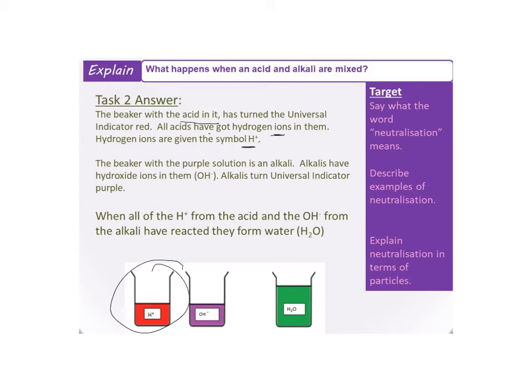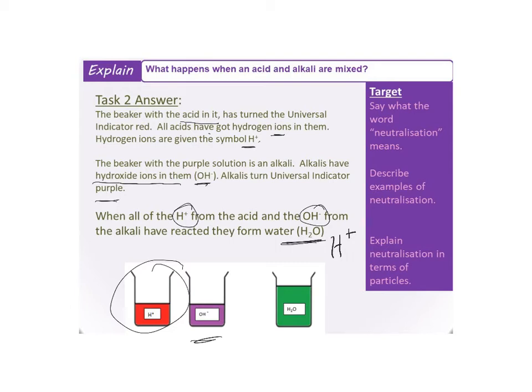And remember, your H+ has got to be slightly above your H. The beaker with a purple solution in it is an alkali. Alkalis have hydroxide ions in them, OH-. Alkalis turn universal indicator purple. When all of the H+ from the acid and the OH- from the alkali have reacted, they form water, which is H2O. And I suppose really you could add in there to say that this is neutralisation.